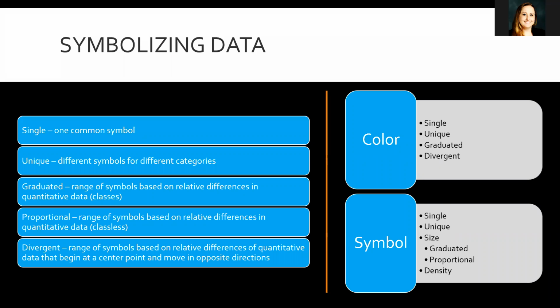Lastly, you can symbolize point data with dot density maps. Just make sure that it's legible. On the right, I have a list of each way you can display the data by each symbol method.